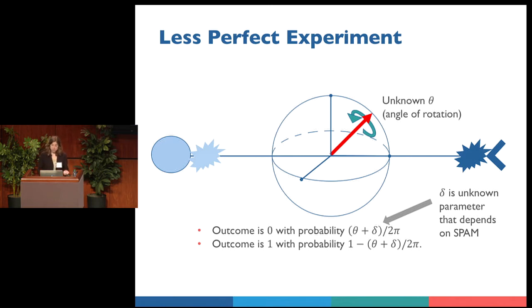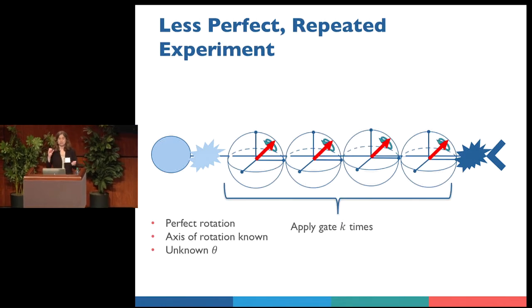Okay, so the basic solution is that, instead of just applying the gate once, we'll apply it k times in between state preparation and measurement. And now we're still imagining that it's a perfect rotation.